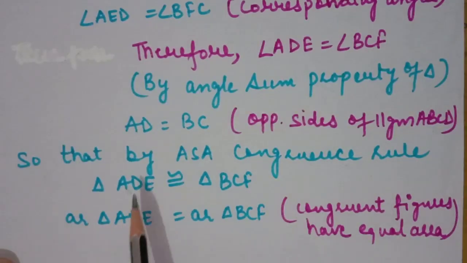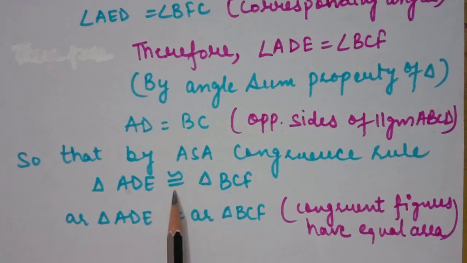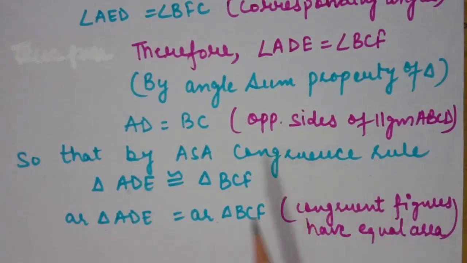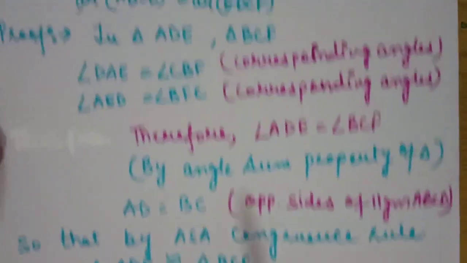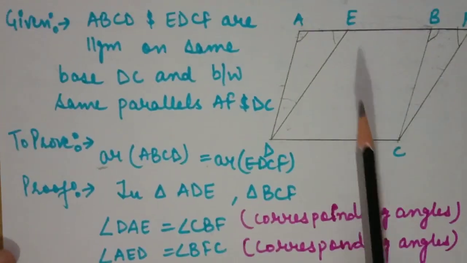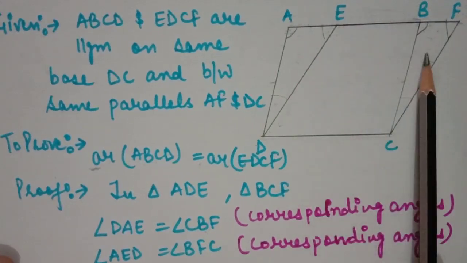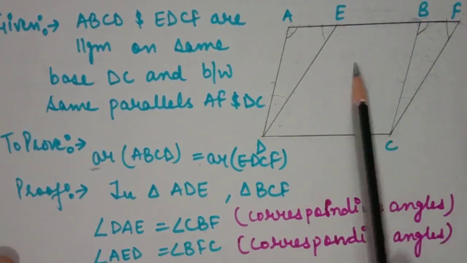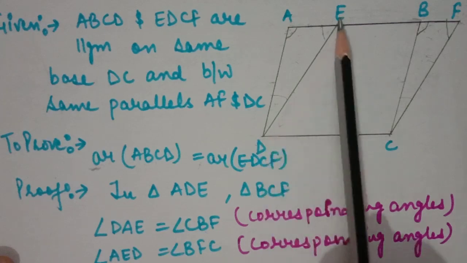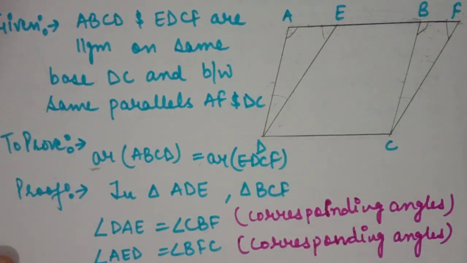So students, these two triangles are congruent, then definitely the area of these two triangles are also equal to each other, because it is fixed that congruent figures have equal area. So students, from your diagram, the area of these two triangles are equal to each other. If I add the area of this part of the quadrilateral on both sides, then we will get our answer.